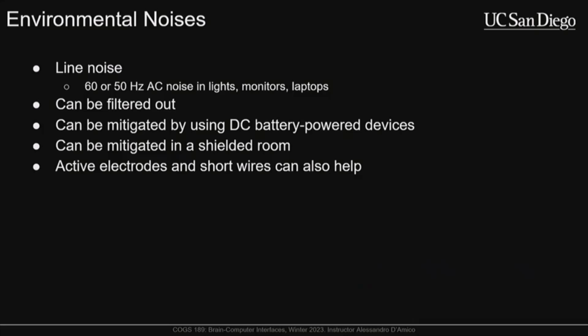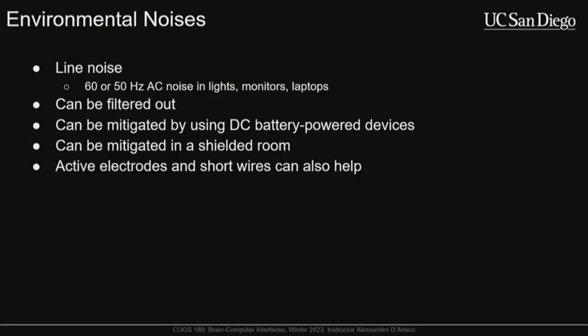So the most common environmental noise is line noise. So all of these lights and all of our electronics are plugged into, at least in the US, 60 hertz alternating current. And if you have a poorly shielded room or poorly shielded amplifier or poorly shielded electrodes, you can just see this really high 60 hertz activity in your signals. It's very obvious. It's the most common high frequency noise you'll see, and it's easy to deal with.